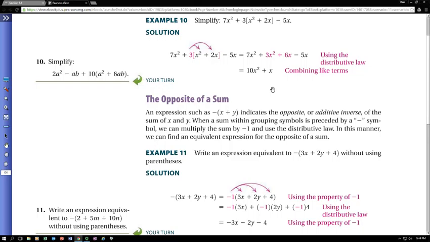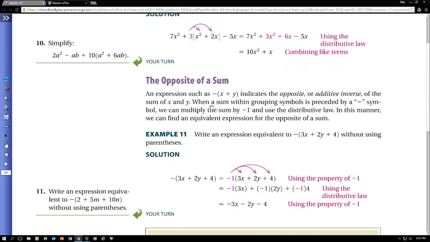Well, now this opposite thing comes in here. Again, this is why I really emphasize that the opposite of, or additive inverse of, is the same as negative 1 times it. So in this expression, when we have the negative of the quantity x plus y, it indicates that it's the opposite or additive inverse of the sum of x plus y.